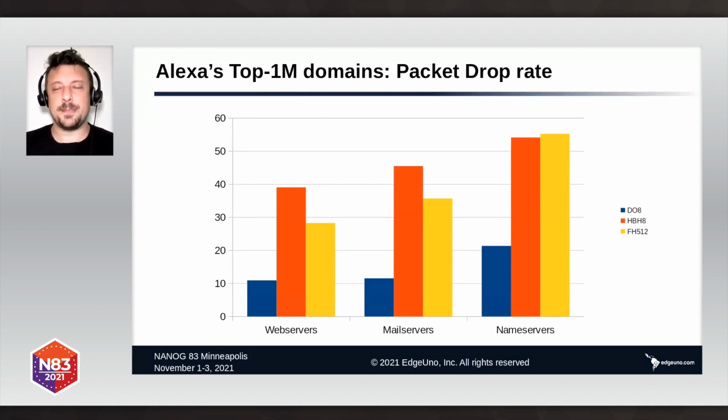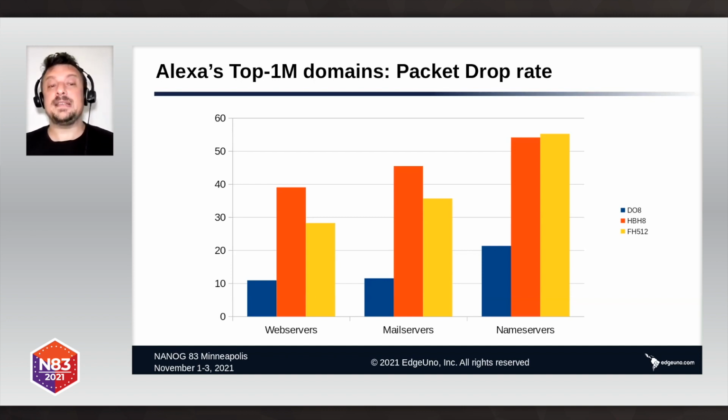These are measurements that I performed for Alexa's top 1 million domain names, and what I tried to do here is to measure for different kinds of endpoints. In some cases, they were web servers. In other cases, mail servers. In others, name servers. And for different types of extension headers: in this case, we have destination options of 8 bytes, hop-by-hop options of 8 bytes, and a fragment header of about 512 bytes. What's the drop rate?